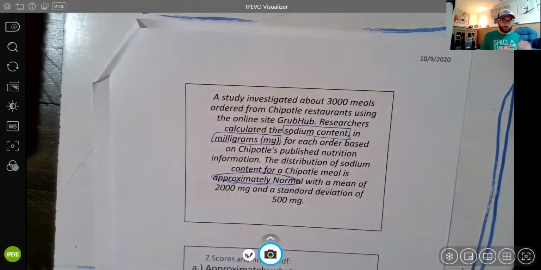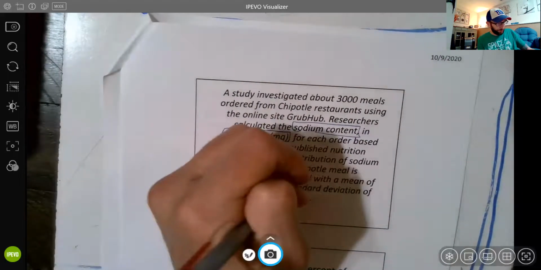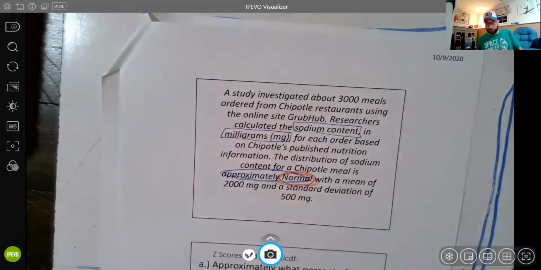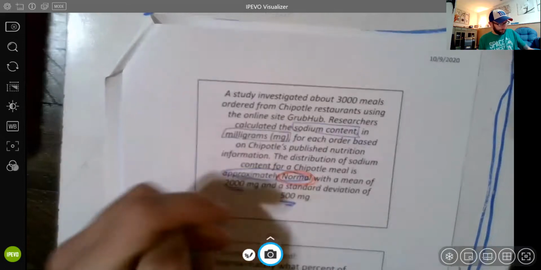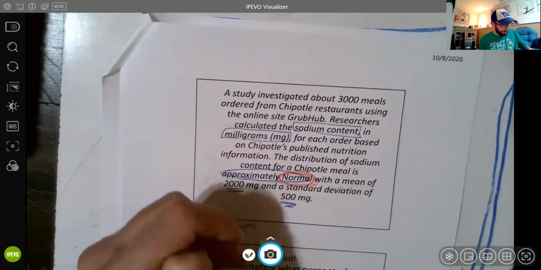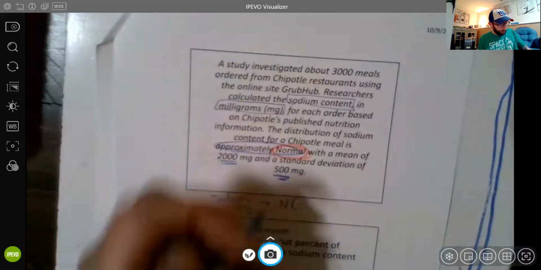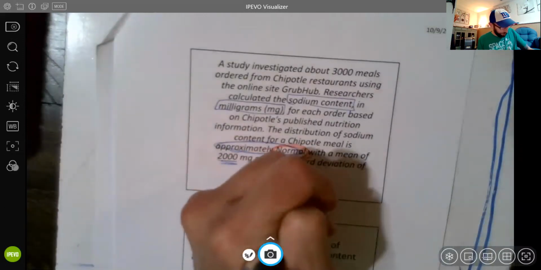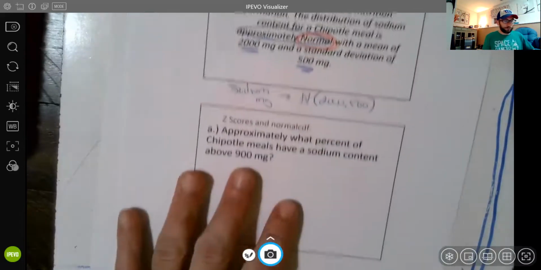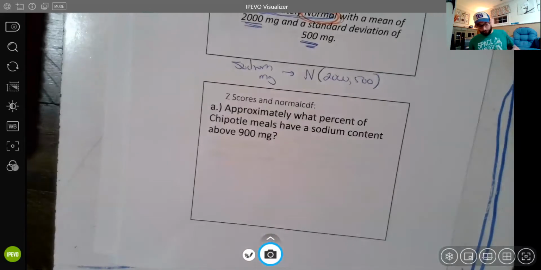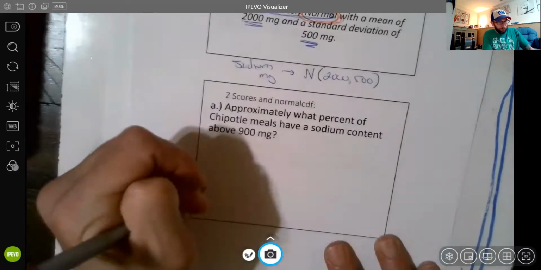As you're reading the question, another thing to think about is how do I even get to the point where I might be using normal CDF or inverse norm? Of course, those have to be related to a normal model. Then we've got a mean of 2,000 and a standard deviation of 500. So for sodium contents in milligrams, we have a normal model with a mean of 2,000 and a standard deviation of 500. So here we go. First example: we're going to figure out what percent of Chipotle meals have a sodium content above 900 milligrams.